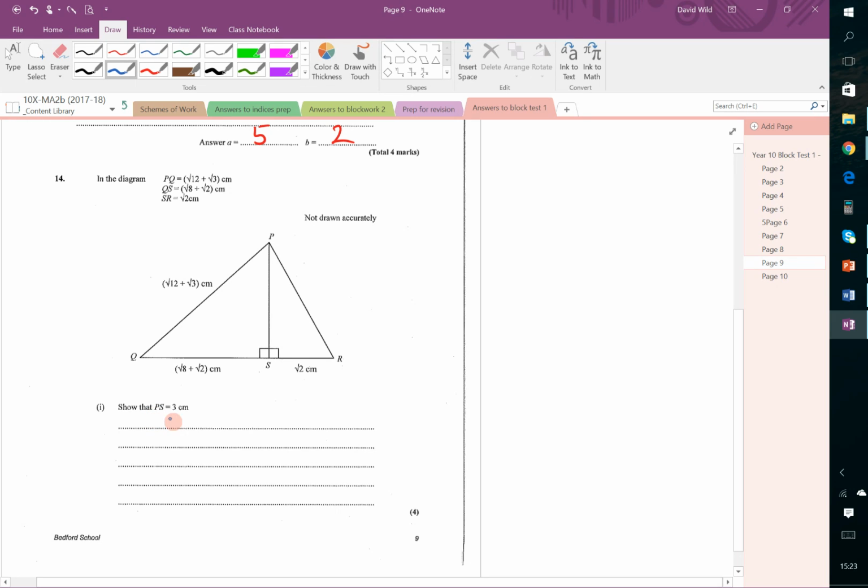Question 14. Show that PS equals 3. This is a right-angled triangle. We're trying to find this here, called PS, and we use Pythagoras. PS squared. Now, PS is not the hypotenuse.